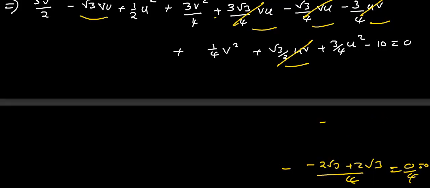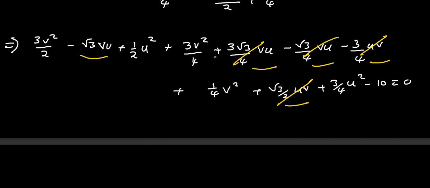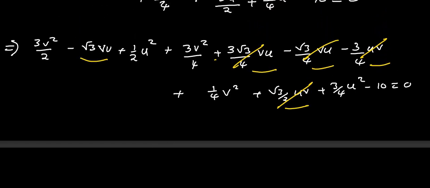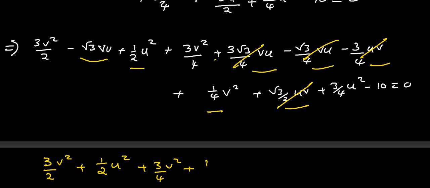So once that cancels out, I can now proceed to ignore everything that has v and u, or rather x and y, and I'll just write everything else. So I'm going to go with 3v squared over 2. Then I come here, I have plus 1 over 2 u squared, then plus there's a 3v squared over 4, then there's a plus this guy here, 1 over 4 v squared, then plus the 3 over 4 u squared minus 10 is equal to 0.